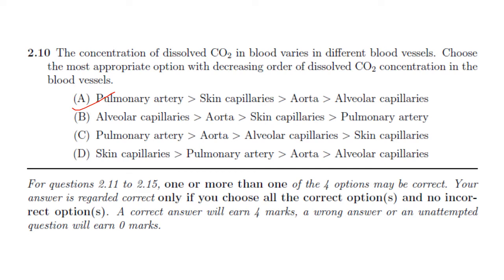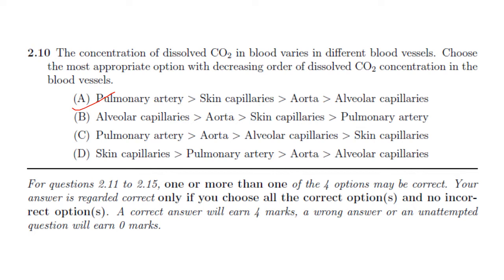The next one. The concentration of dissolved carbon dioxide in blood varies in different blood vessels. Choose the most appropriate option with decreasing order of dissolved carbon dioxide concentration in the blood vessel. So the first one has to be the one with the highest concentration of carbon dioxide, and that is naturally the pulmonary artery. It emerges from the heart and carries blood with low oxygen content and high carbon dioxide content into the lungs. So pulmonary artery will be the first one.